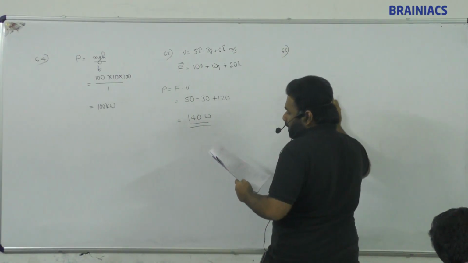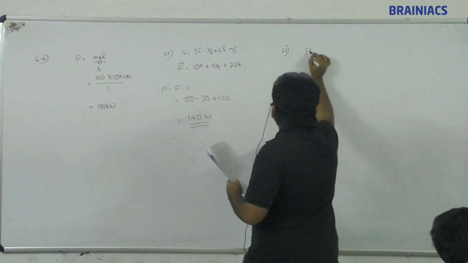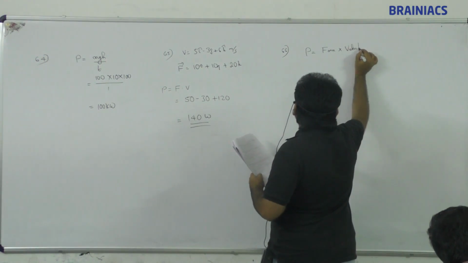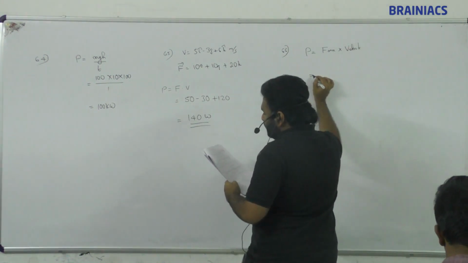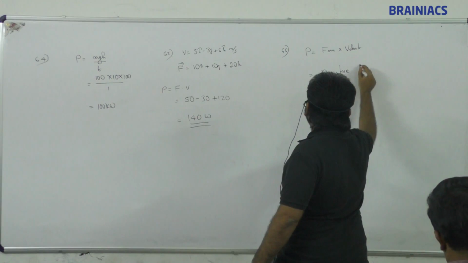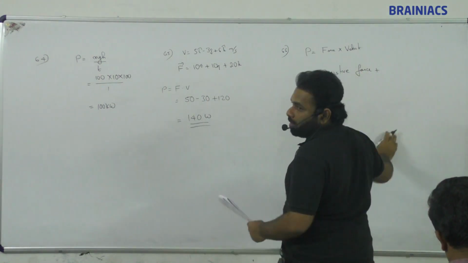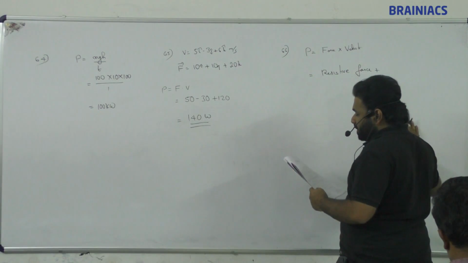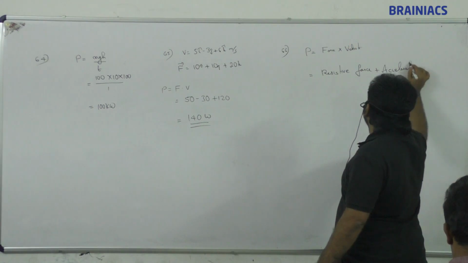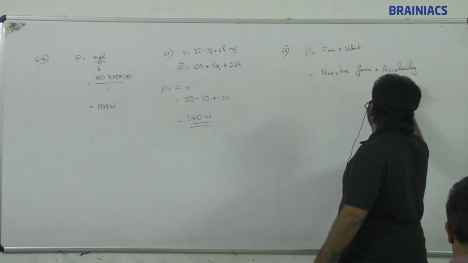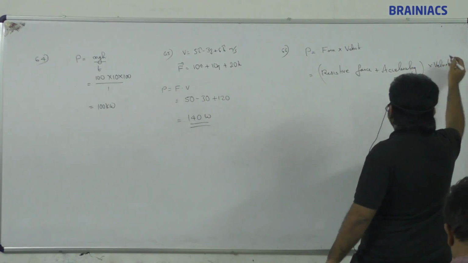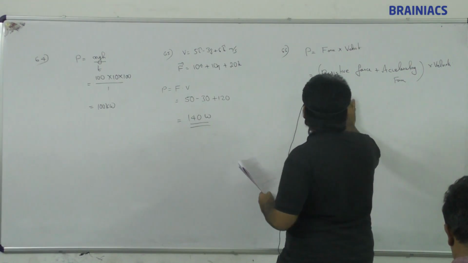Okay, so here power is equal to force into velocity. So what is the force actually? Resistive force plus what? Mass into acceleration. Resistive force plus what we can say? Accelerating force. Accelerating force plus resistive force, into velocity. Clear or what? So this is the force.